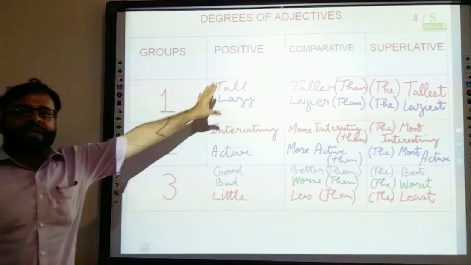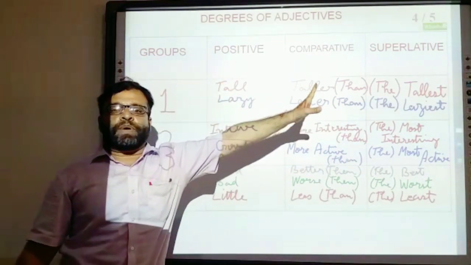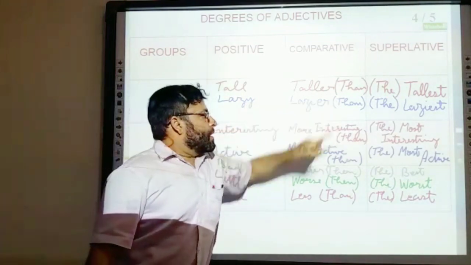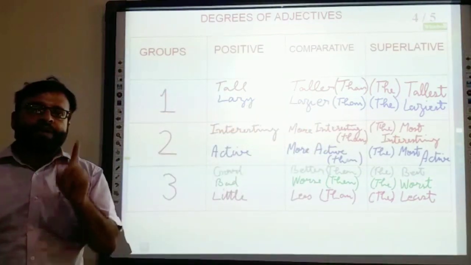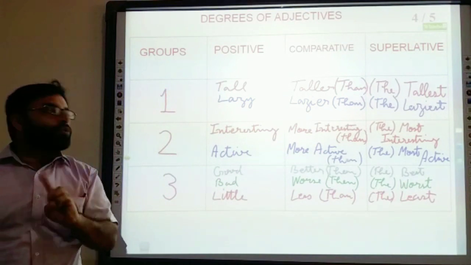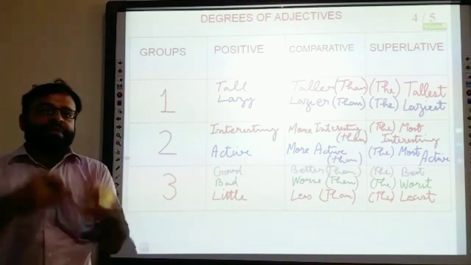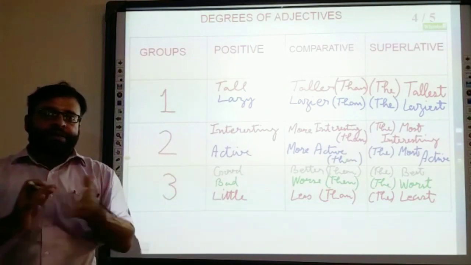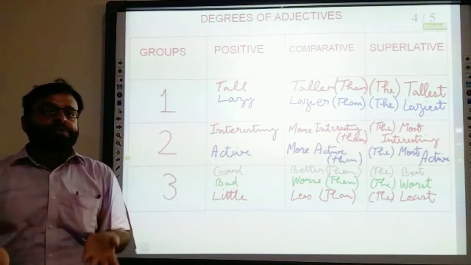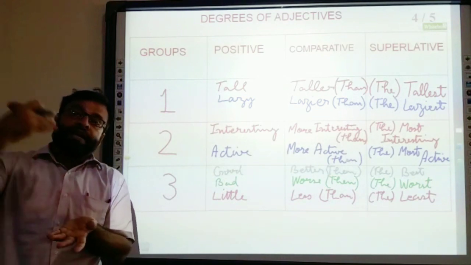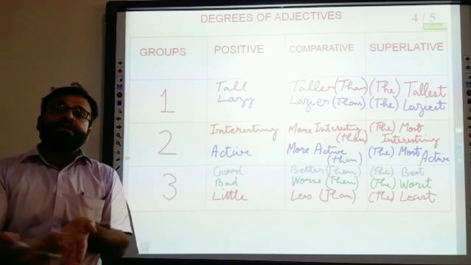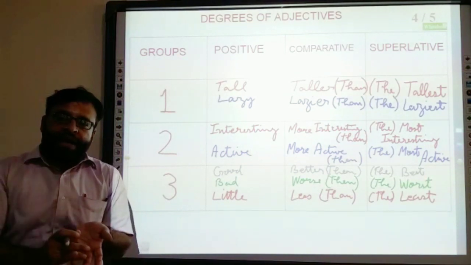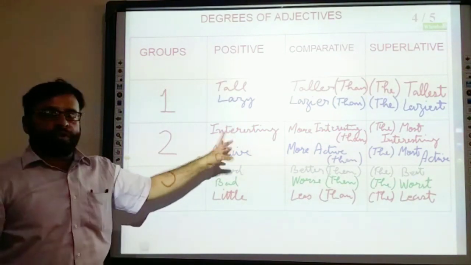First group: by adding er or est in the comparative and superlative. Second group: by adding more and most in the comparative and superlative. Remember, when you are using er or est, you do not use more or most. For example, sometimes students make mistakes by saying this work is more easier than that. So it's absolutely wrong grammatically, because you are using er and also more. So this is wrong. If you are adding ier or er, you will not add more or most with that.